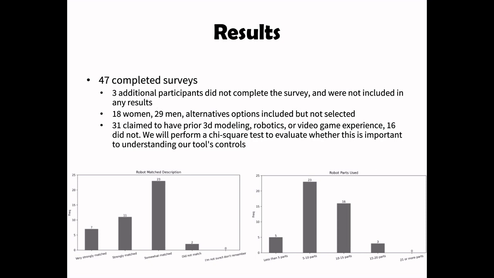The results for the survey. We had 47 completed surveys, an additional 3 did not complete, they were not included. We had 18 women, 29 men. 31 of these participants claimed to have prior experience, 3D modeling, robotics, or video game experience. 16 did not claim to have any. We'll perform a chi-squared test to evaluate whether this is important to understanding our tool's controls.